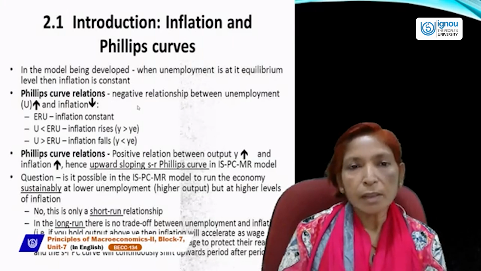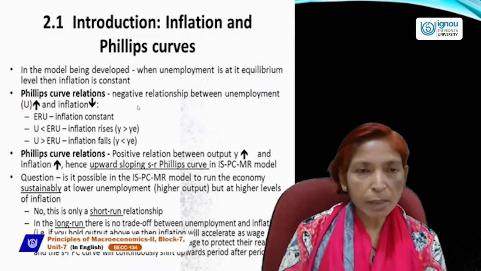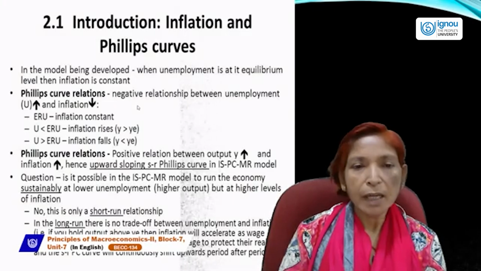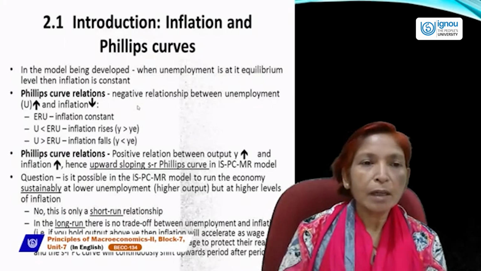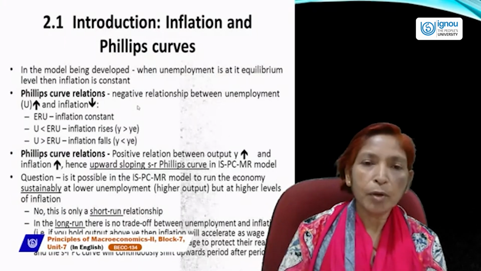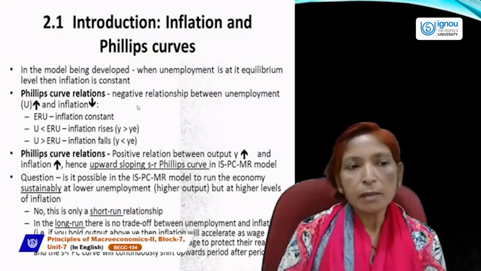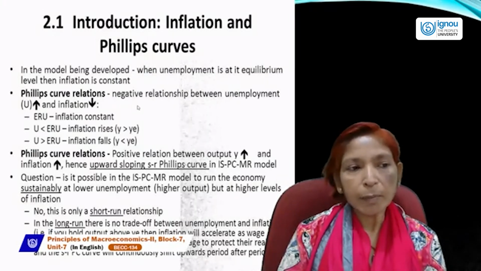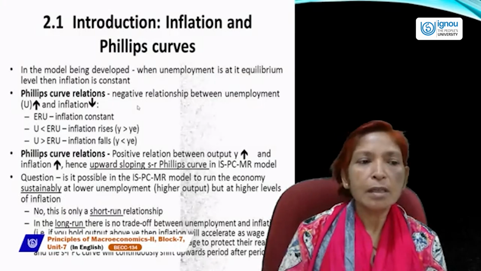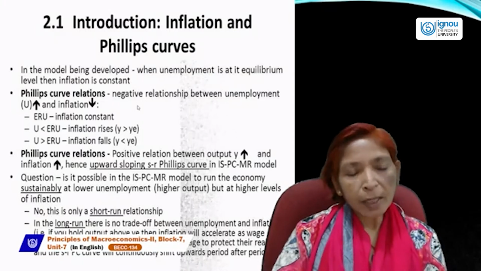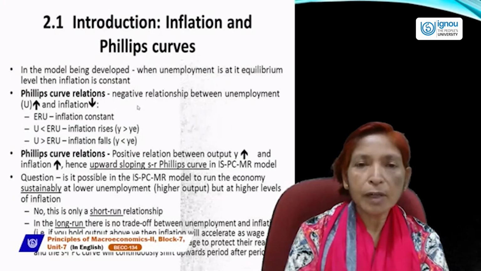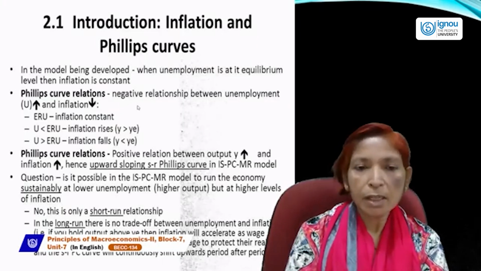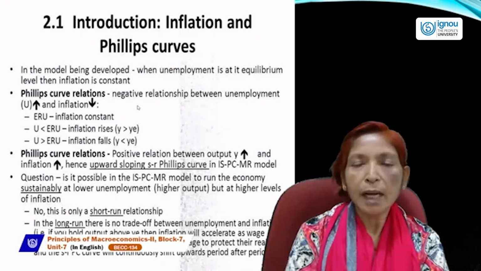And this curve explains the relationship between wage inflation and unemployment. What is the relationship between wage inflation and unemployment? In the model being developed, when unemployment is at its equilibrium level, then inflation is constant. The Phillips curve explains that there is a negative, inverse or opposite relationship between unemployment and inflation.